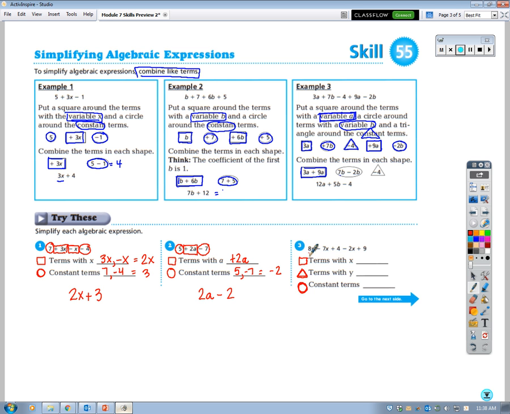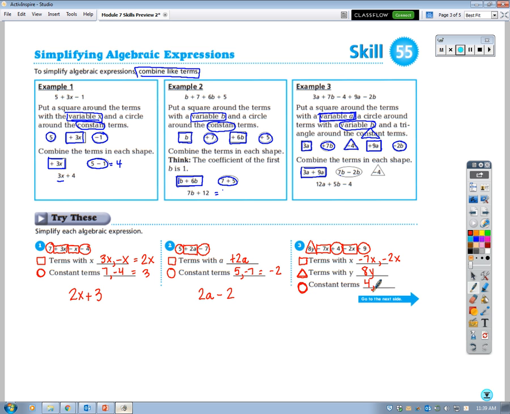Okay? So then I'm going to go through my expression and identify which gets what shape. So my terms with x are the ones I'm going to do first. So I'm going to just go through here. So I've got a negative 7x and a negative 2x. I'm going to go through, find my y, and I decided to put a triangle. So a triangle 8y, and that's my only y variable. And then I'm going to go through and put a circle around my constant. So I've got a plus 4 and a plus 9.